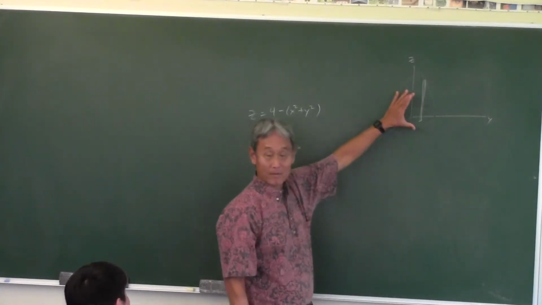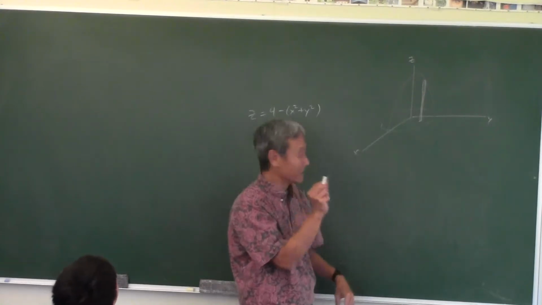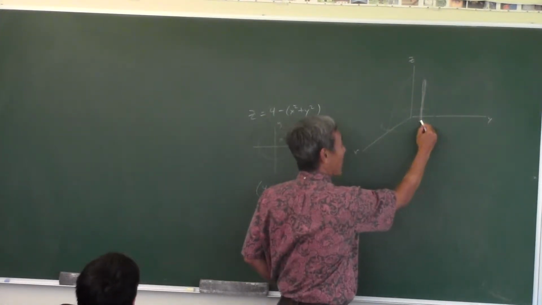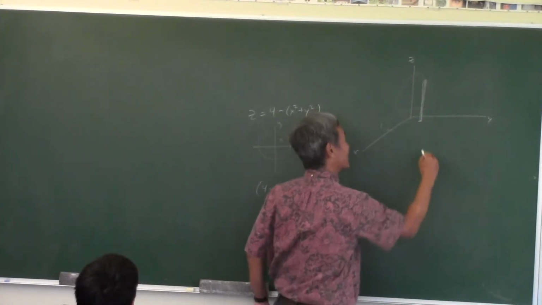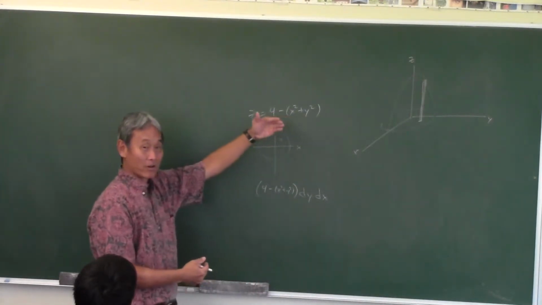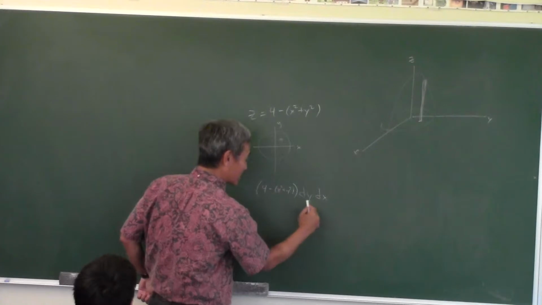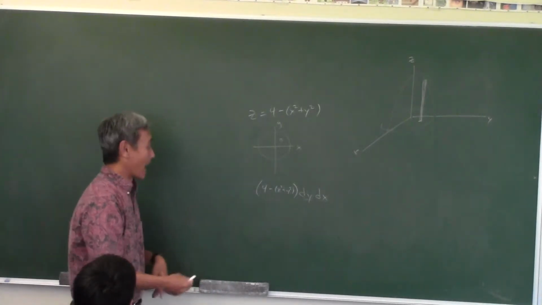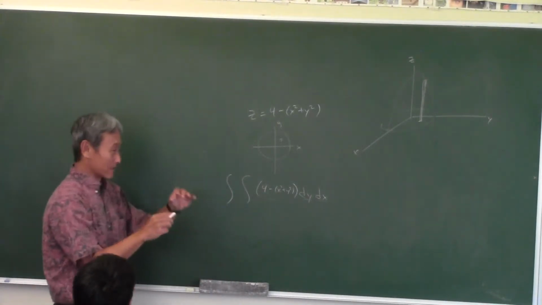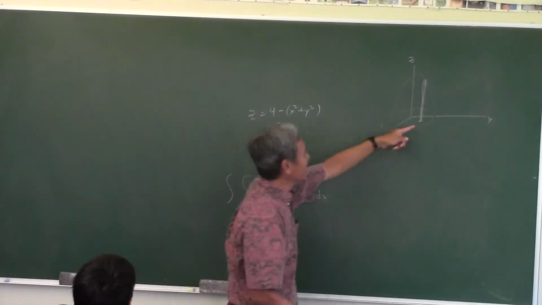So what's the volume of this prism that's infinitesimally thin? dx times dy times the height. But the height is the z coordinate of the point, which is this. See, so length times width times height, that's the volume. And we're gonna add up all of these infinitesimally thin things.